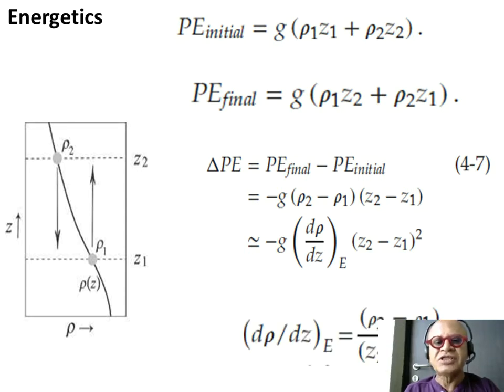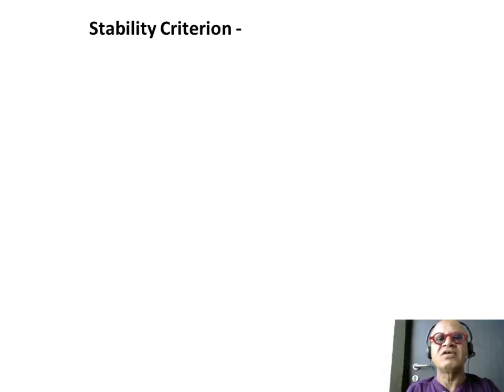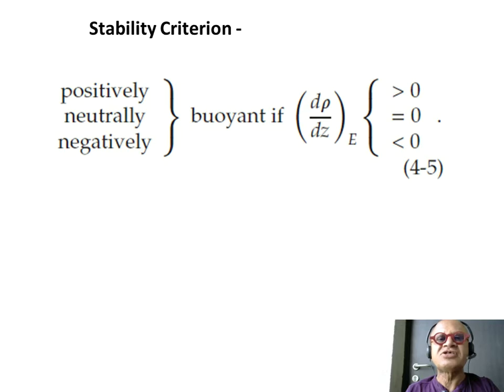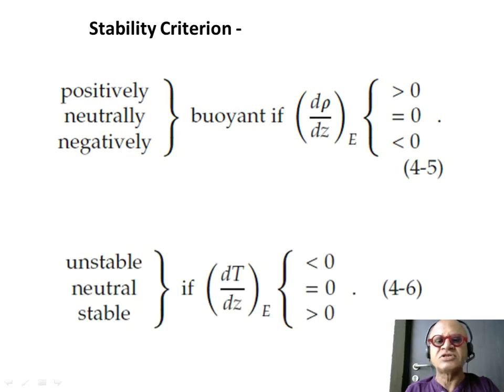Okay, so in this case dρ/dz of the environment is simply ρ2 minus ρ1, because those are the environmental densities at the two locations, divided by z2 minus z1, remembering that z2 minus z1, delta z, is small enough for this relation to be valid. So what are the stability criteria then in terms of dρ/dz? We again look at buoyancy, positive, neutral, negatively buoyant, if dρ/dz is greater than 0, equals 0, less than 0 as we saw before.